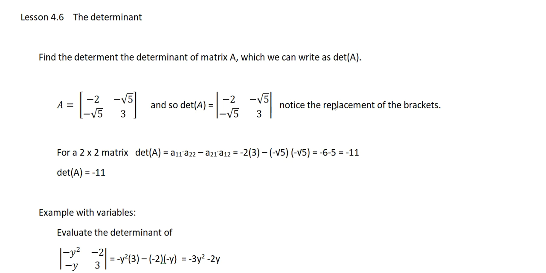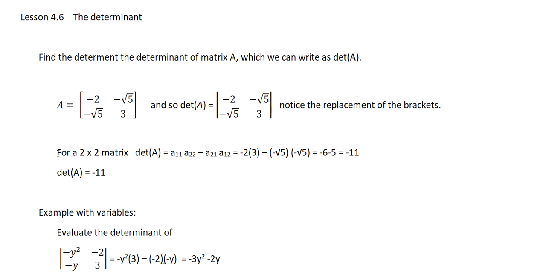Now, when we calculate the determinant, we'll take a matrix that looks like A. This is a 2 by 2 matrix. And then we can write det A, which means take the determinant. And when we write it out in array form, we change the brackets so that we don't have the square brackets anymore. We just have two straight lines. And that tells us that we're looking for the determinant.